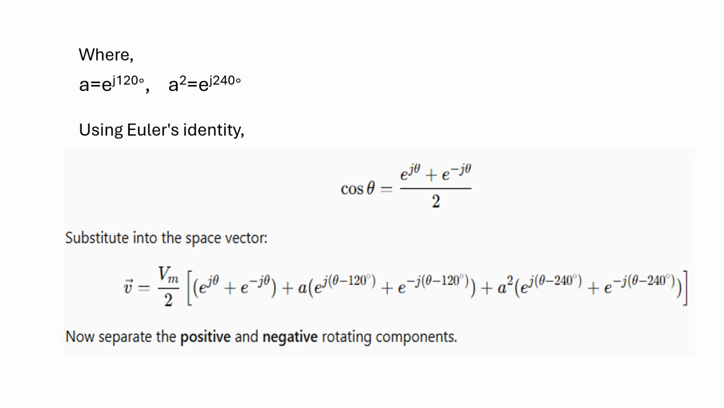So why do we have to multiply by 2 by 3? We'll discuss that later on. Using the Euler identity, we can represent cos theta as (e power j theta plus e power minus j theta) by 2. Substituting the values in that equation, we can reduce it down like this: Vm by 2 times (e power j theta plus e power minus j theta), plus a times e power j (theta minus 120), plus a square times e power j (theta minus 240), and so on.